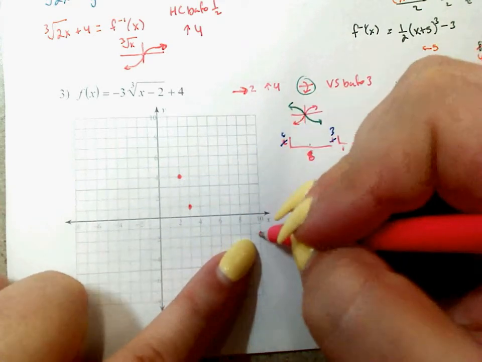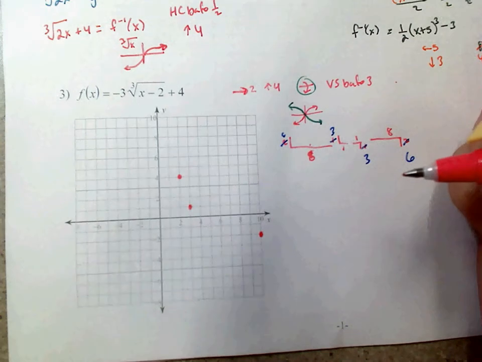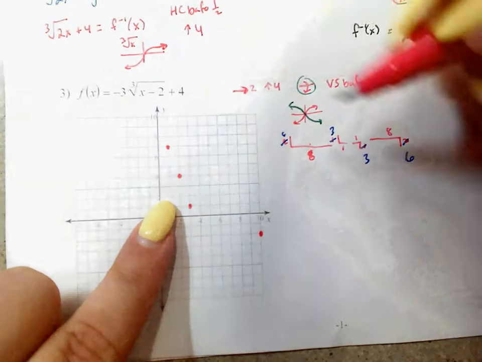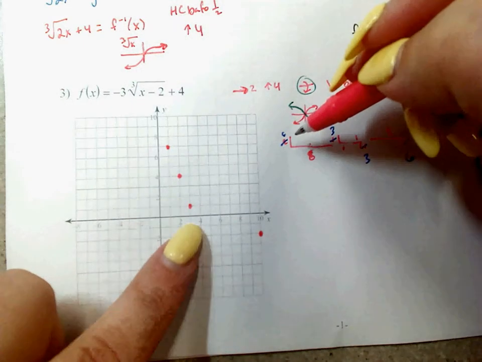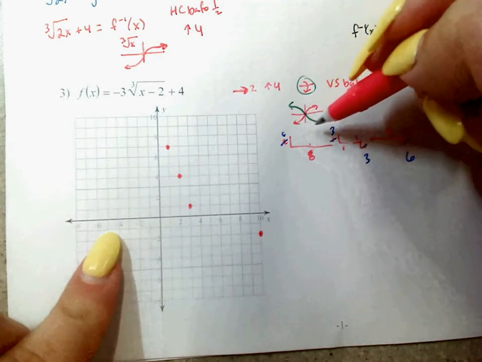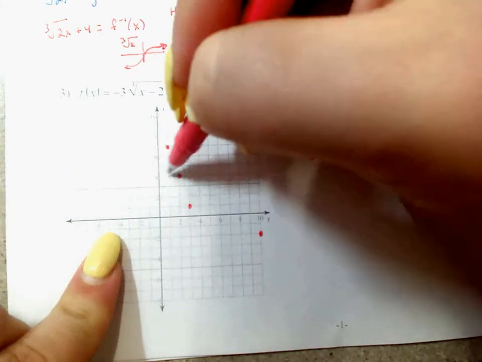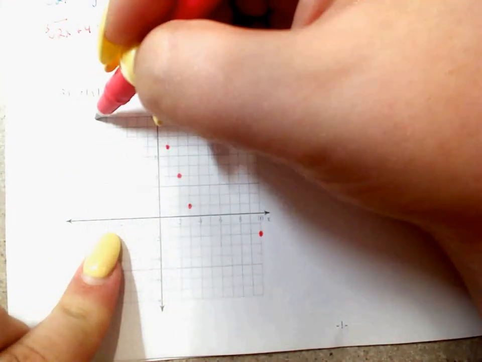Okay. I'm going to go left 1 and up 3. So 1, 2, 3. I'm going to go left 8 and up 6. So I'm at 3, so negative 5. And up 6 from 4 puts me up at positive 10. Yeah, negative 5.